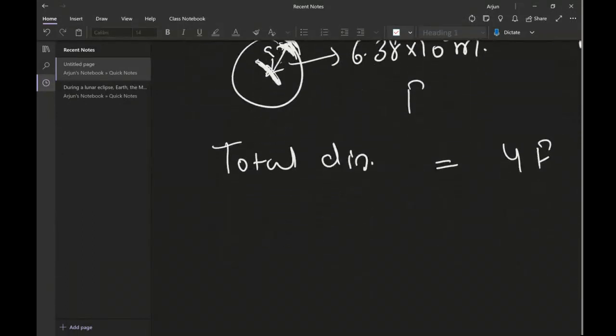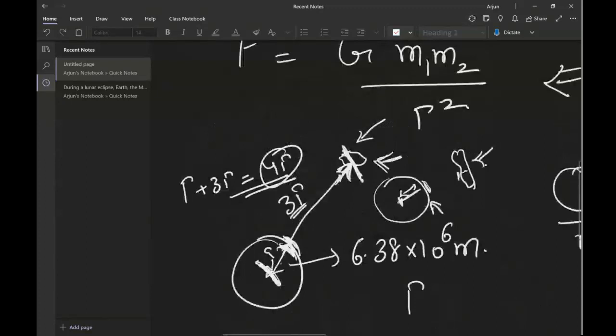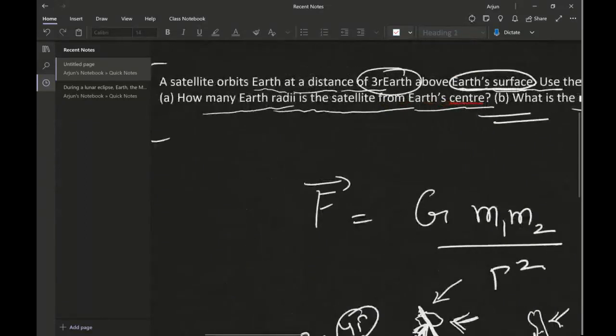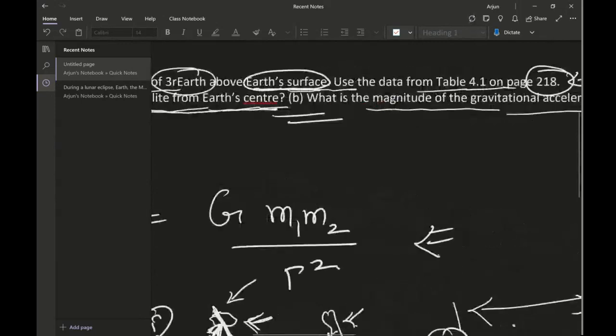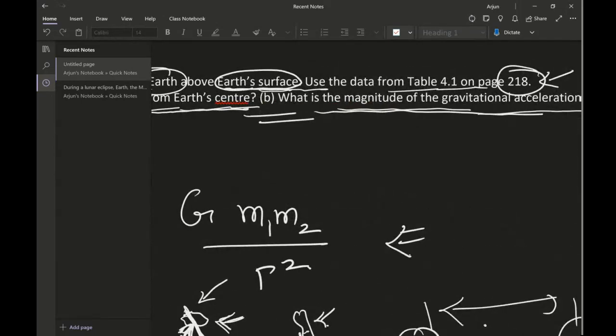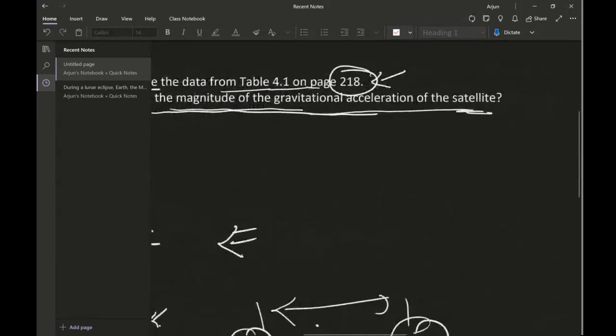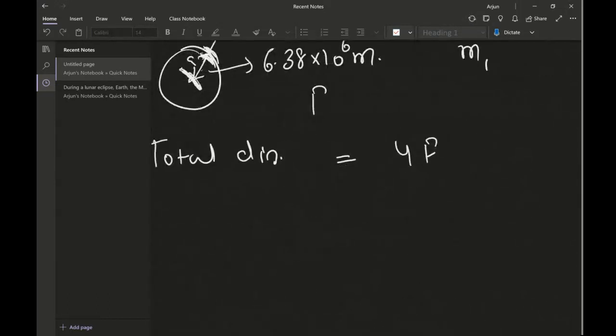Okay, now coming back to this question, what we wanted to do is find out how many Earth's radii the satellite is from the Earth center. That's what we figured out. That is 4r. What is the magnitude of the gravitational acceleration of the satellite? So we wanted to find out the gravitational pull acting on this satellite. If the satellite was on the surface, it was 9.81. We've already learned that. And now at this distance, how much is the gravitational pull? That's what we wanted to find out.